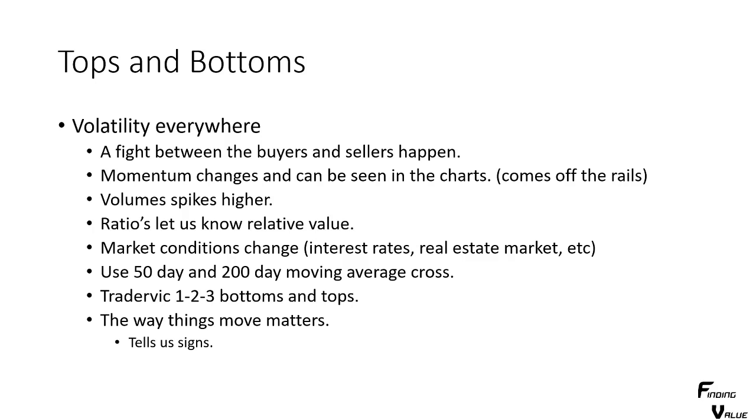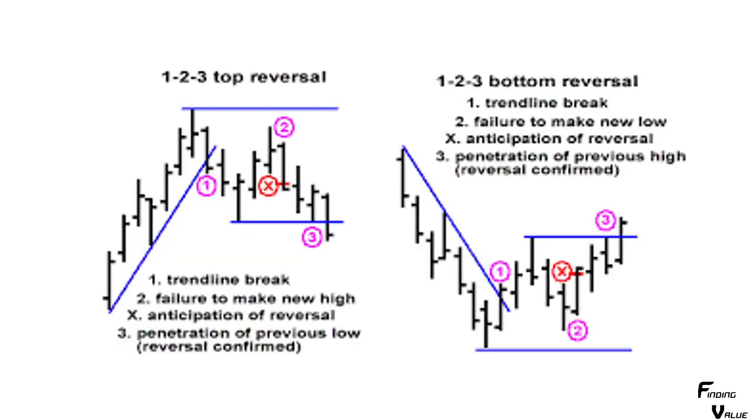So this is what a 1-2-3 top reversal is on the left, and a bottom reversal is on the right. You have an uptrend and you break that uptrend. That is step number 1, breaking the uptrend. It's a trend line break. You pull back. Number 2 is a lower high. So this is a high, this is a lower high. That's step number 2. And then you create a lower low.